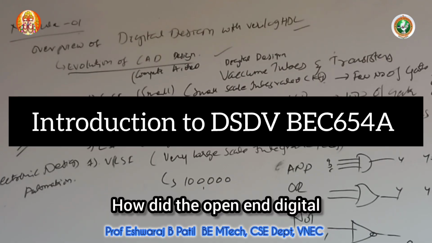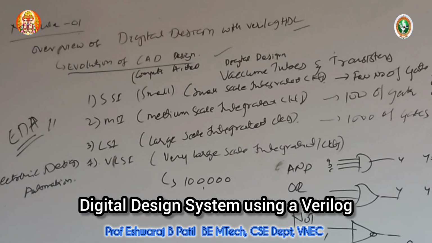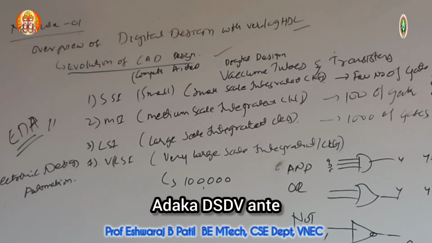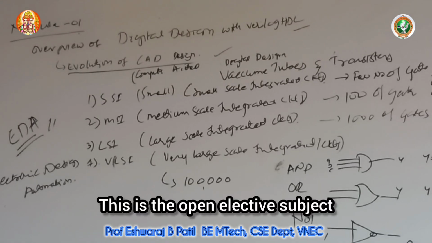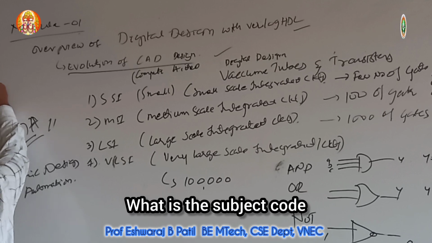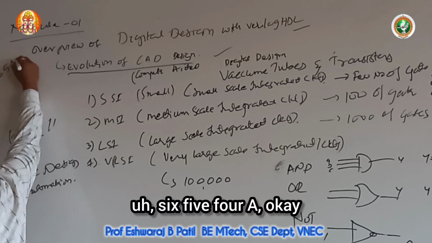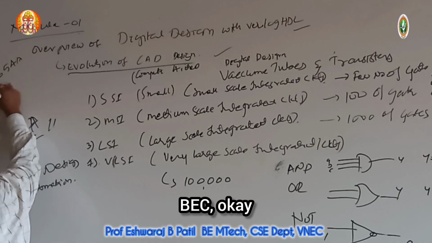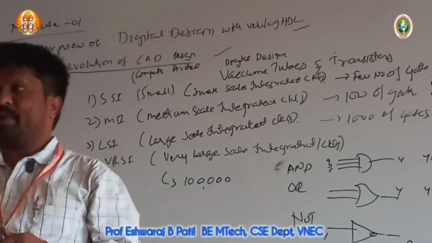The open elective here is Digital System Design using Verilog, which we call DSDV. This is mainly an EC subject. What is the subject code? BEC654A. It's nothing but an electronics subject, completely an electronics open elective subject.